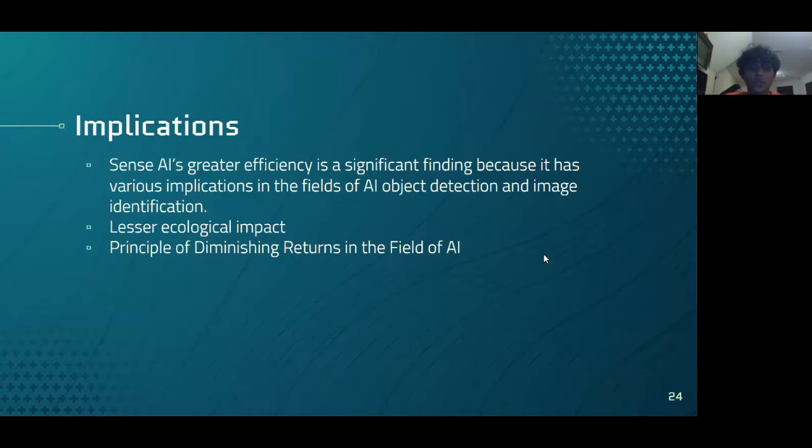Sense AI's greater efficiency is a significant finding because it has various implications in the fields of AI object detection and image identification. For example, a more efficient method of image identification can lead to less ecological impact. This is because more efficiency leads to less processing power used by computers, and less processing power leads to less energy consumption by computers. Next, the concept of diminishing returns can be seen from this study because it shows that a large input of training data did not lead to a proportional increase in accuracy and efficiency.